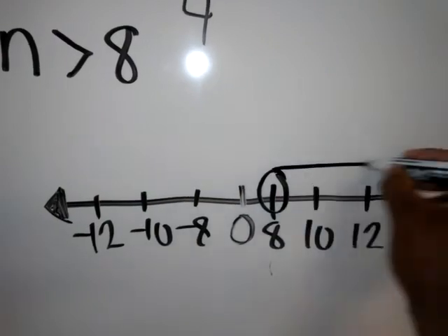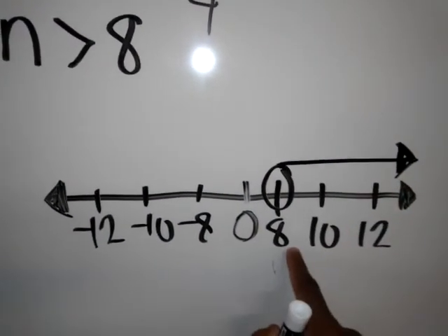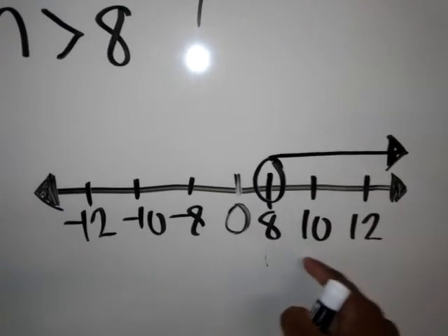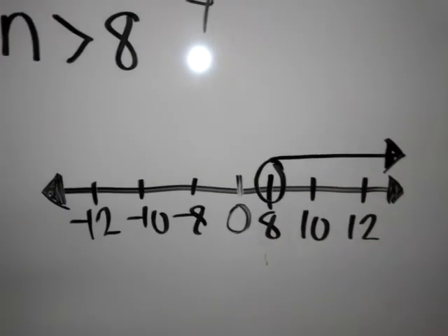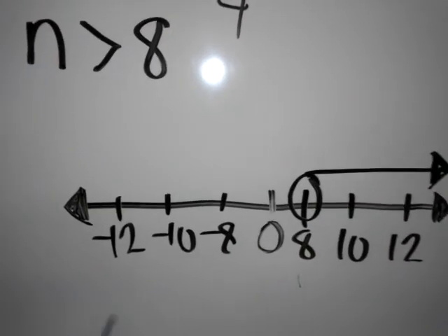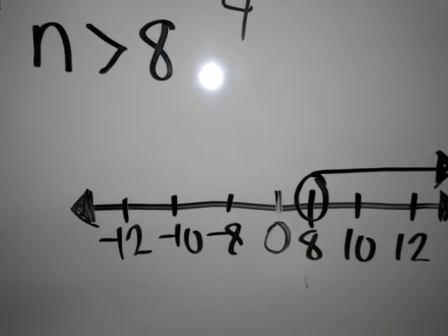I'm going to extend this to the right, showing that all of these numbers greater than 8, which are 9, and so on and so forth until positive infinity, would all satisfy and make true statements if we inserted the numbers inside the inequality sentence for n.